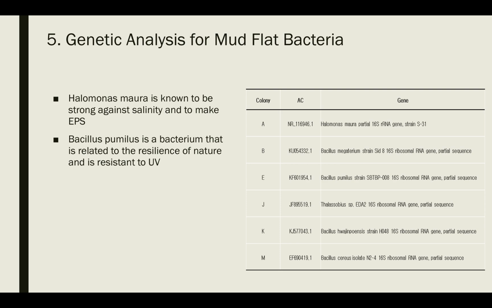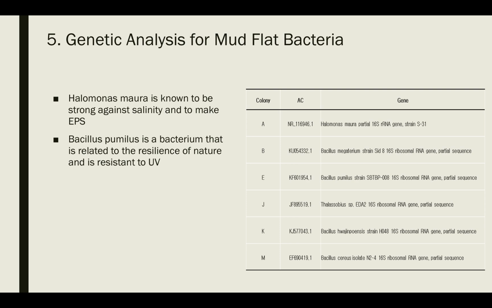The gene was analyzed by identifying the bacteria that increased the viscosity of the sand. 16S ribosomal RNAs were analyzed and verified by using BLAST. Mudflat bacteria A is Halomonas maura, a salt-loving bacteria that is one of the most common bacteria in the mudflat environment, has excellent metabolism, and is known to form EPS. It also has the ability to fix nitrogen under a wide range of salinity.